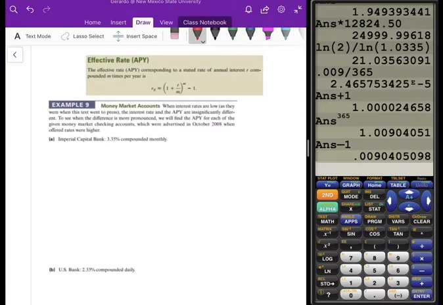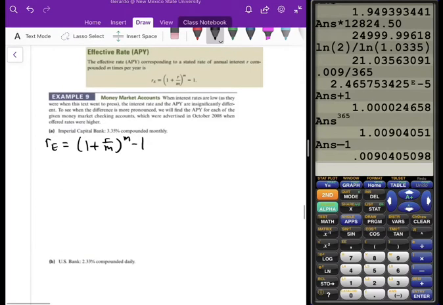When interest rates are low, as they were when this text went to press, the interest rate and the APY are significantly different. To see when the difference is more pronounced, we will find the APY for each of the given money market checking accounts, which were advertised in October 2008 when offered rates were higher. Again, the formula: RE is equal to 1 plus R over M to the M, minus 1.